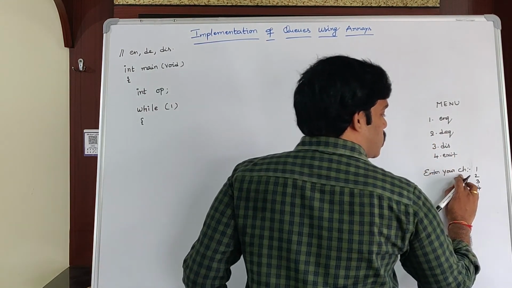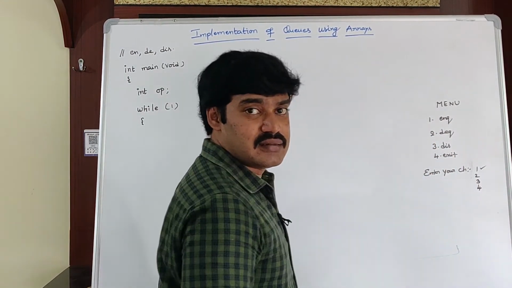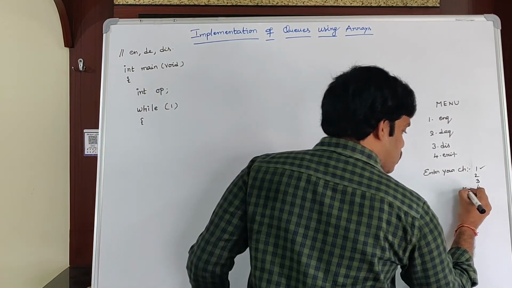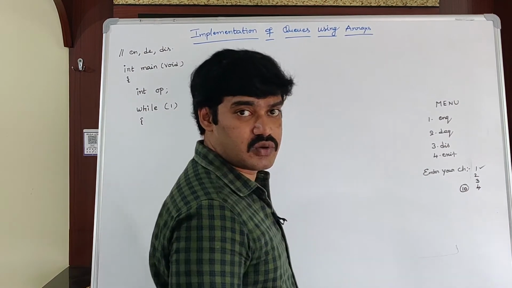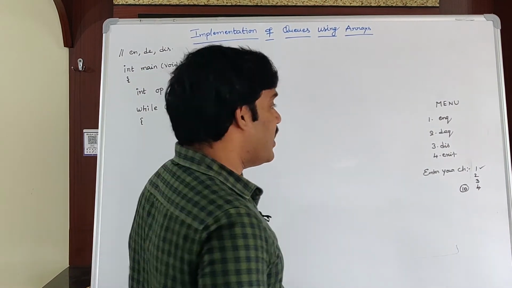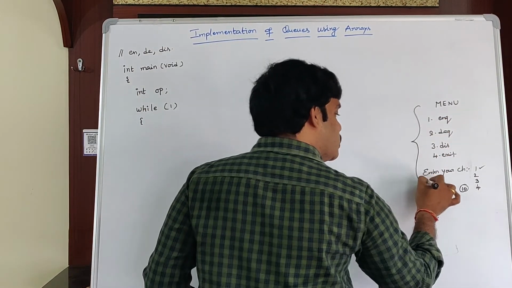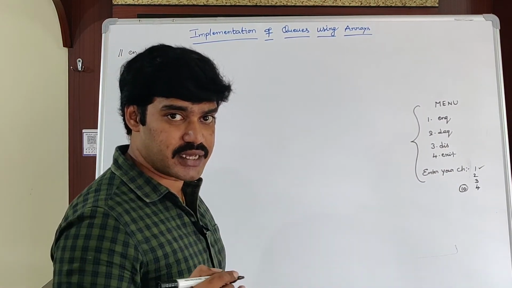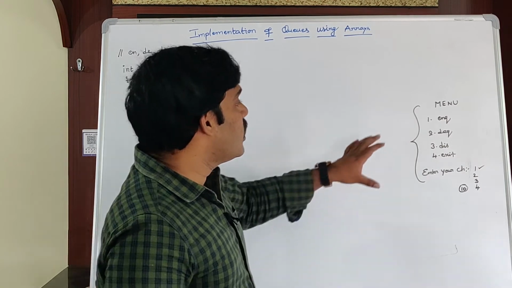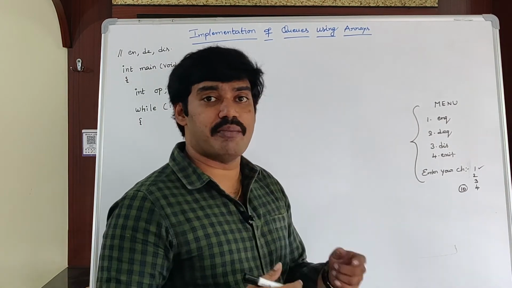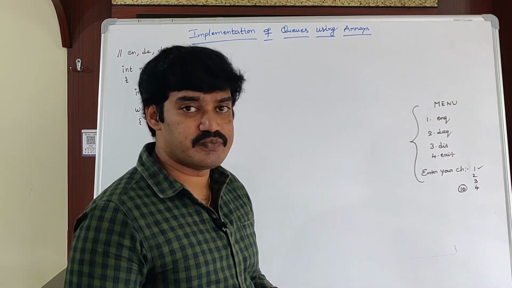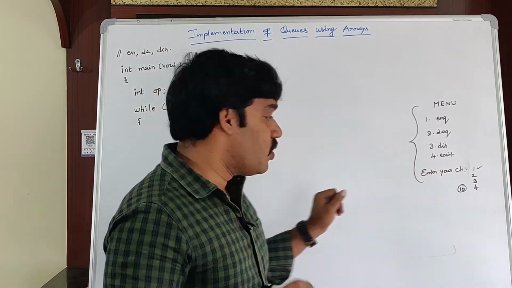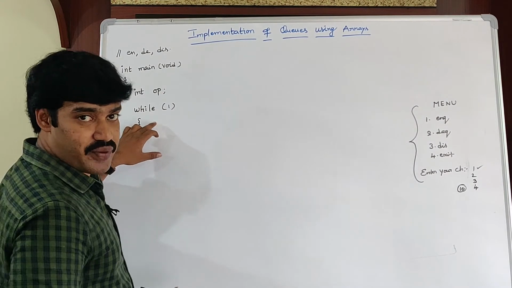Assume that your choice is 1, that means inserting an element into the Q data structure. Next, assume that the element is 10. After calling the NQ function, again this block of code is to be executed: 1 is NQ, 2 is DQ, 3 is display, 4 is exit. Enter your choice. So this block of code is to be executed multiple number of times until the user enters the choice as 4. For that particular purpose, I am taking the infinite loop.